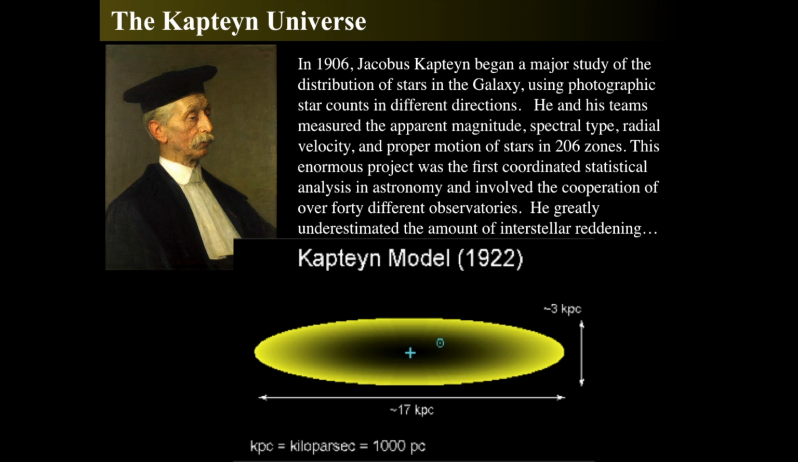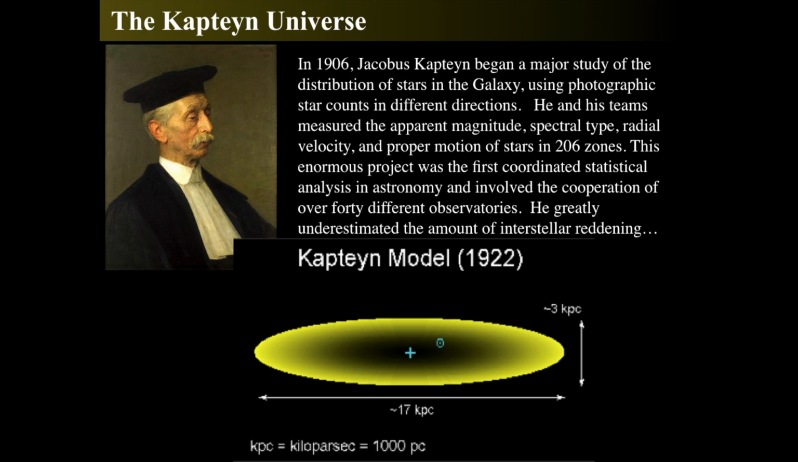And so he started saying, let's do photographic star counts in many different directions. He took Herschel's idea, but then he said, let's photograph stars and measure the apparent magnitude, spectral type, radial velocity, and proper motion of many stars in a bunch of different zones, over 200 zones. This huge project had lots of different observatories, 40 different locations, and his process was enormous. It took almost 20 years to complete, approximately 16 years to actually do the whole thing.